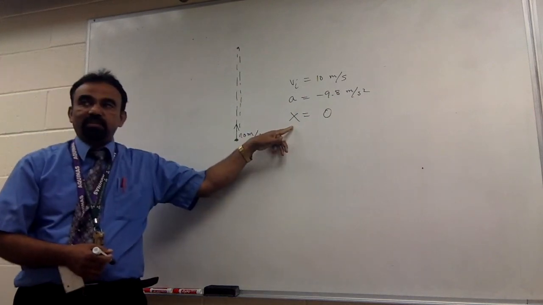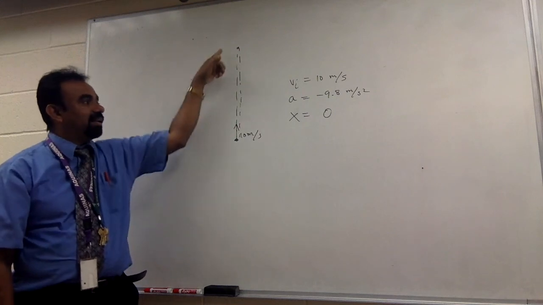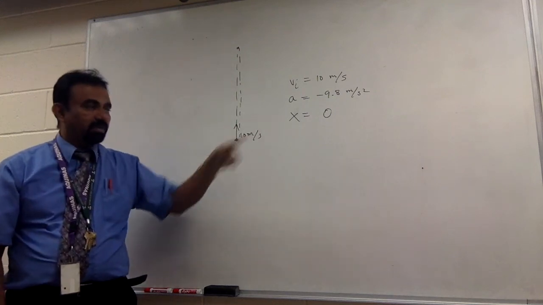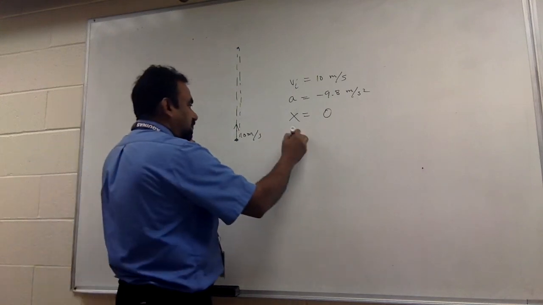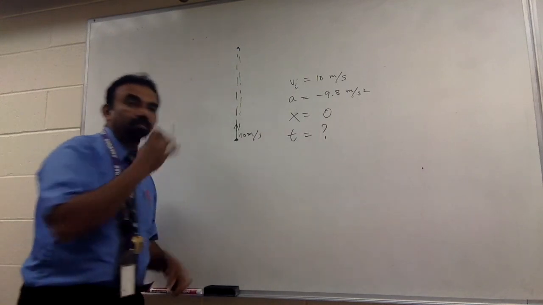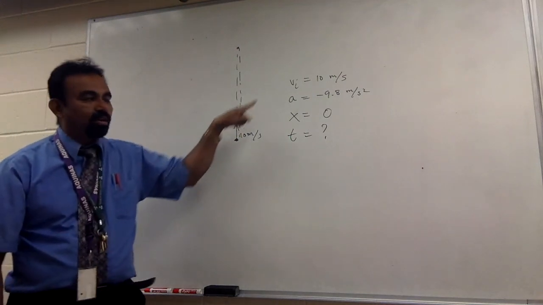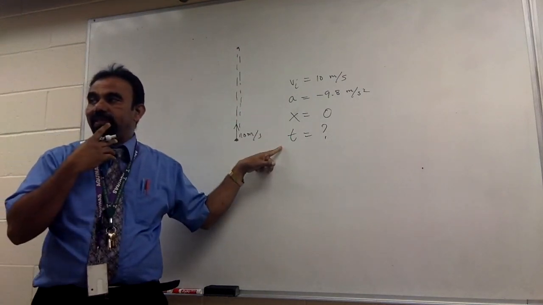Did you understand that part? So if it is thrown from here and it comes back to the same spot, x is 0. And the question is asking for time. So once you picturize the whole thing, once you write this down, then you will get to the answers.